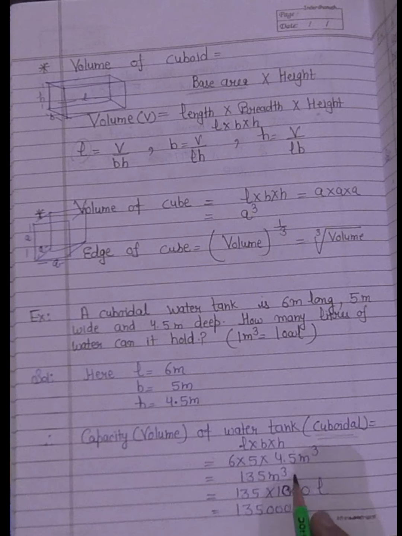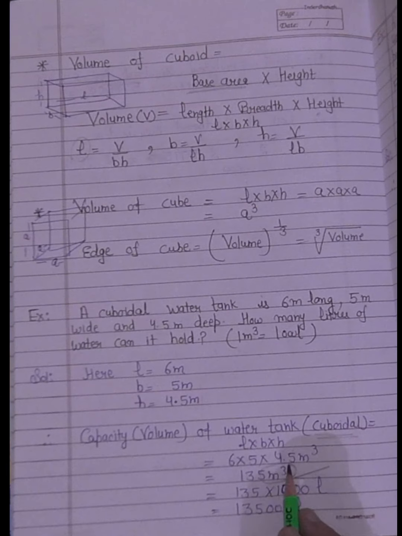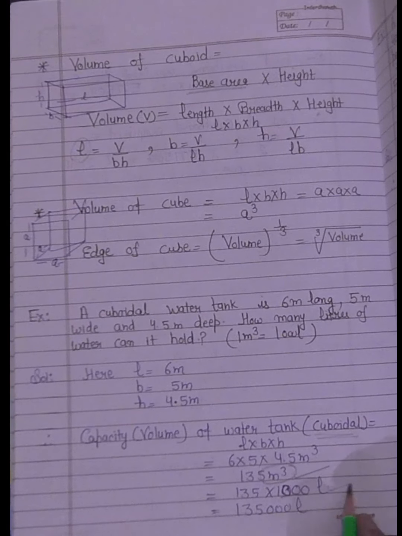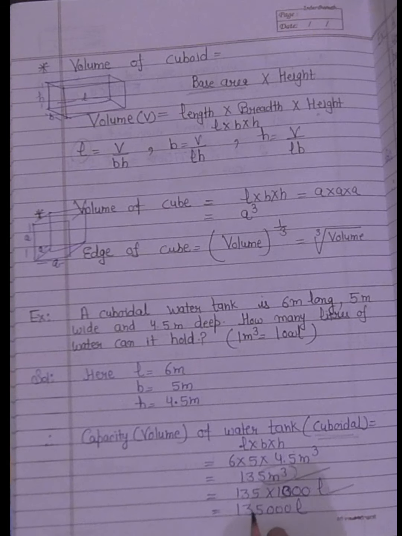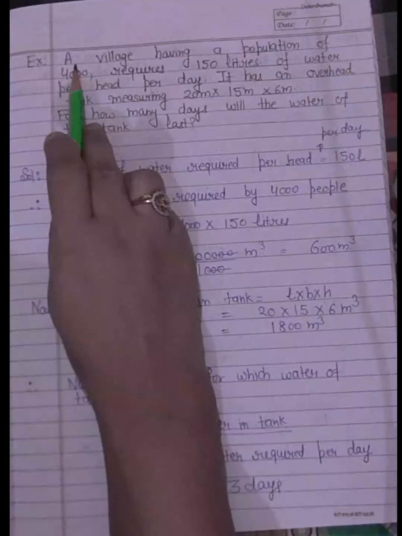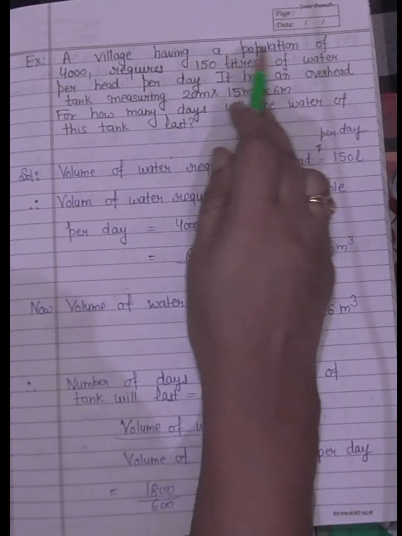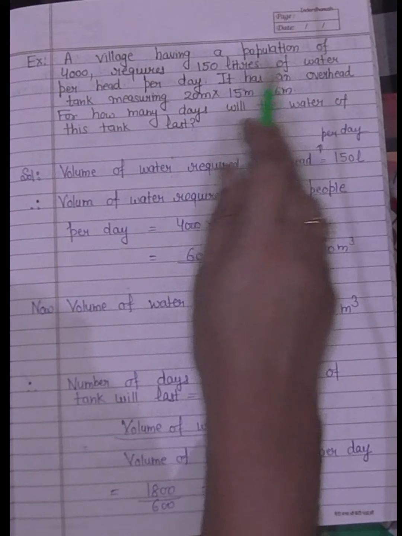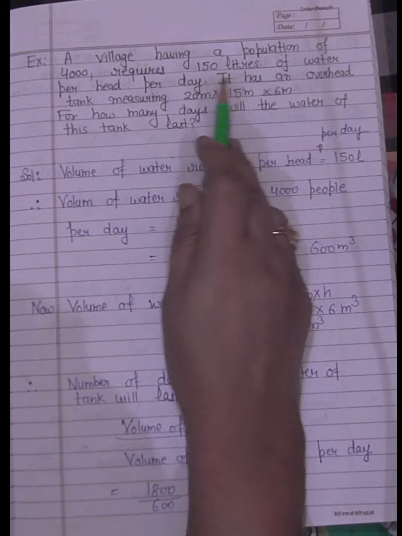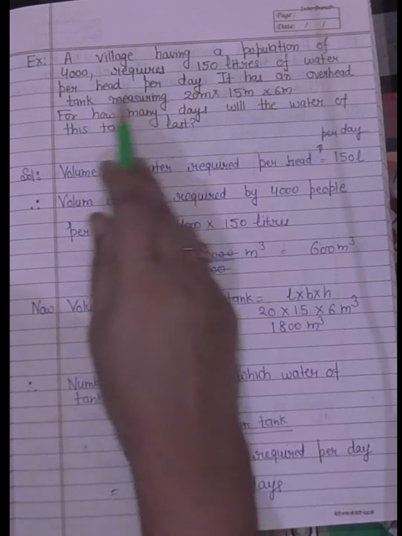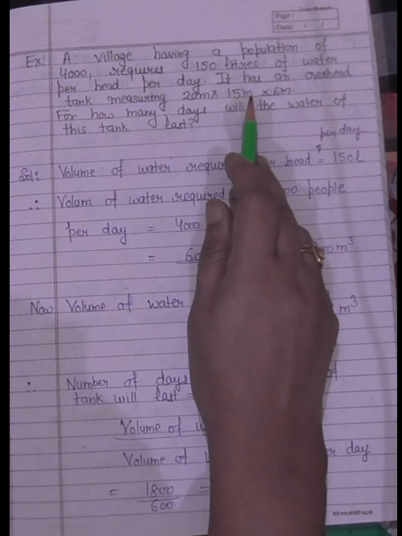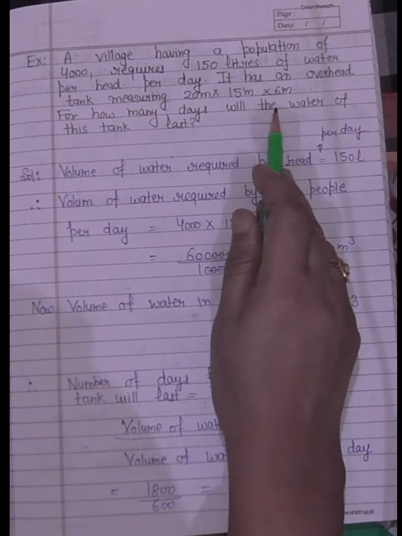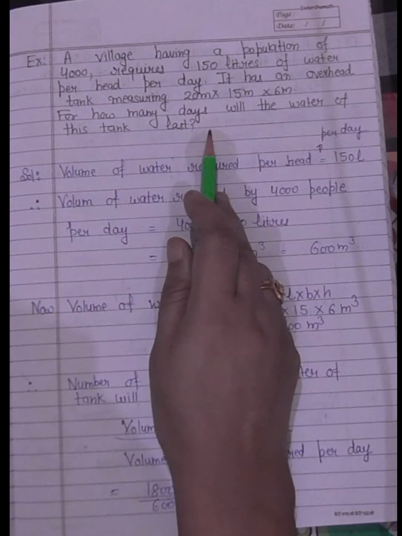The answer will be in meter cube, but we have to find in liter. So we will multiply by 1000, it will convert into liter. It will be 135,000 liter. Next example, a village having a population of 4000 requires 150 liters of the water per head per day. It has an overhead tank measuring 20 meter into 15 meter into 6 meter. For how many days will the water of this tank last?